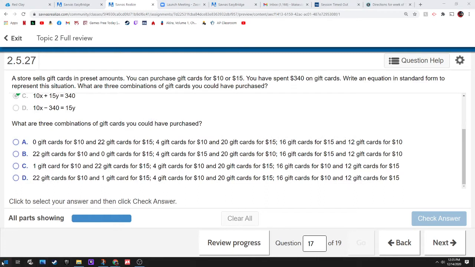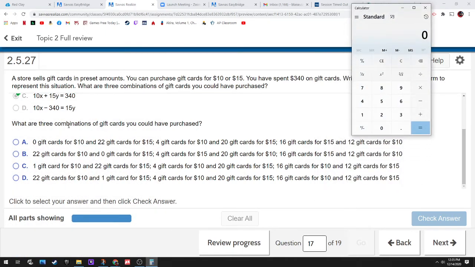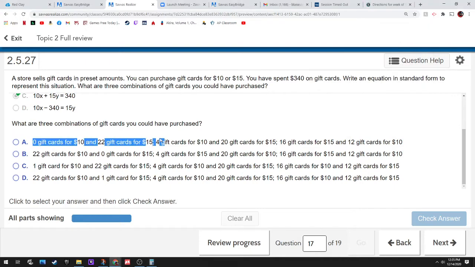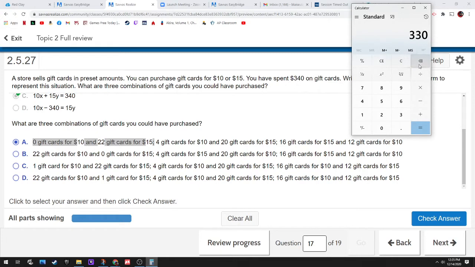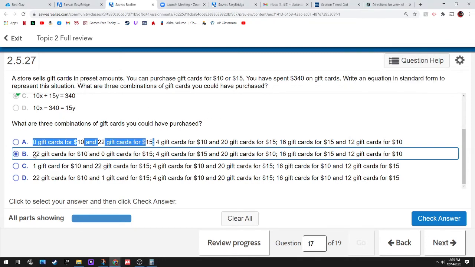So all I need to do for this, right, we've got $340, right? 0 of the 10, 22 of the $15 ones. Let's see, can I purchase 22 of the 15? So 22 times 15, that's 330. So that's, it says that we spent 340 though, so it's not right. So I already know it's not A. What about 22 of the 10 and 0 of the 15? Well, 22 of the 10 would be 22 times 10, which is 220. So no, that's none of the 15s. So I know it can't be B either.